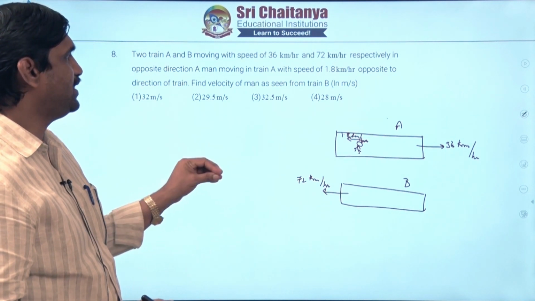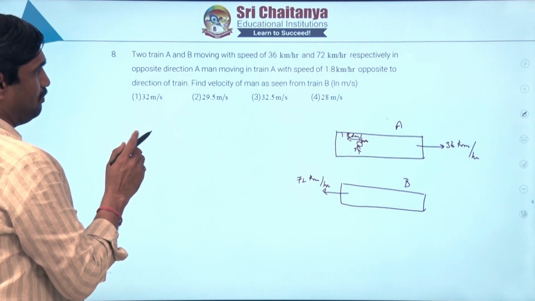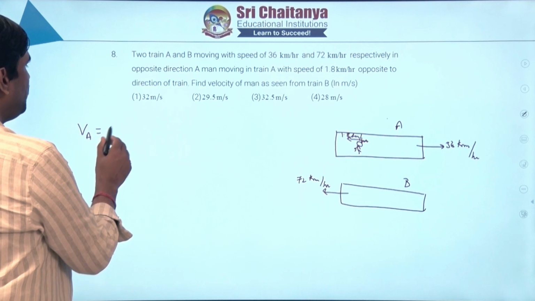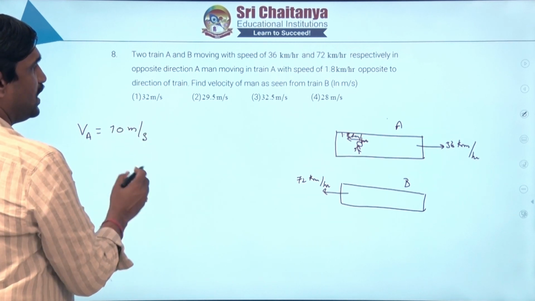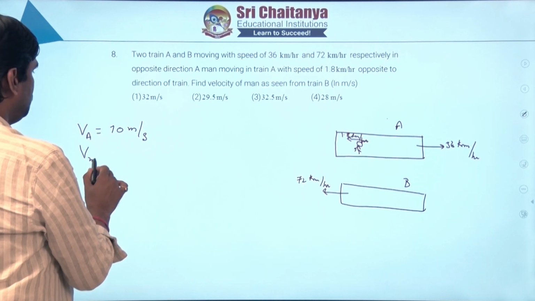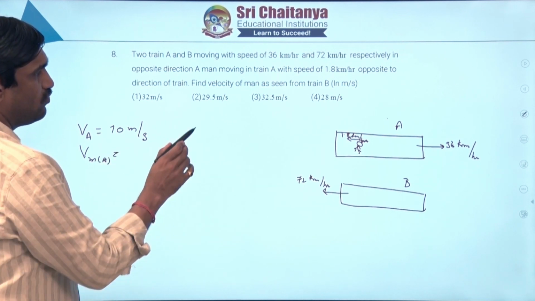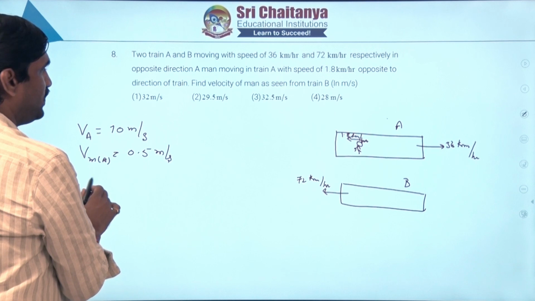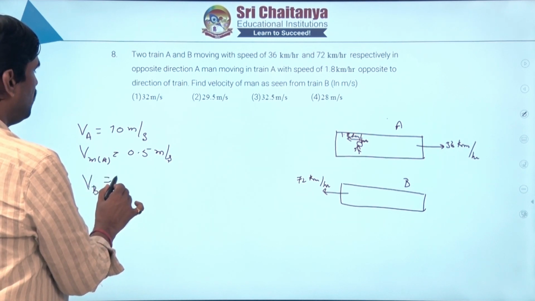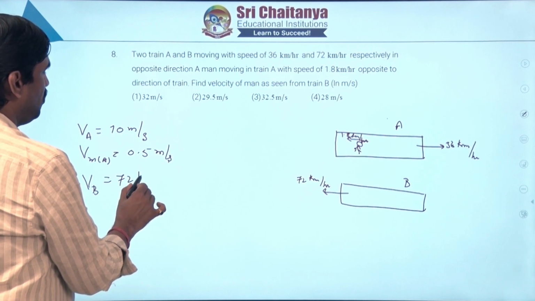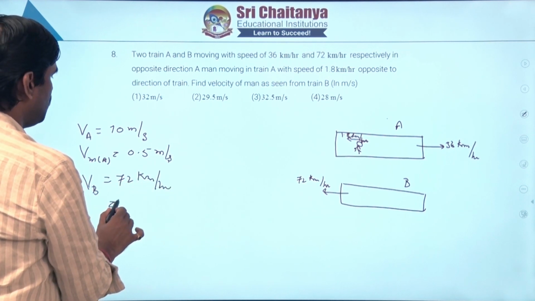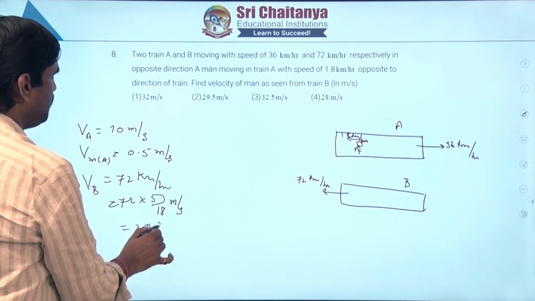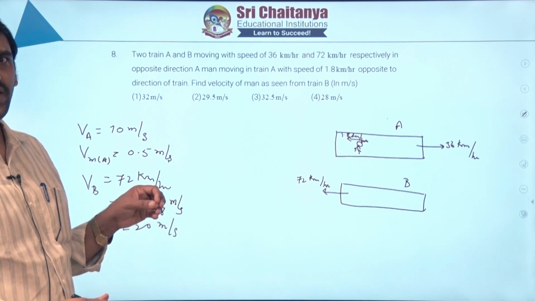Now let me write the velocities in terms of meters per second. Velocity of A, that is 36 kilometer per hour, will be 10 meters per second. Velocity of man in train A is equal to 1.8 kilometer per hour, this is 0.5 meters per second, whereas velocity of train B is equal to 72 kilometer per hour, this is equal to 72 into 5 by 18 meters per second, which is equal to 20 meters per second. These are the velocities in meters per second.